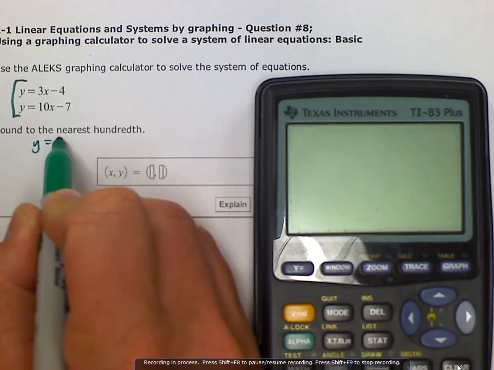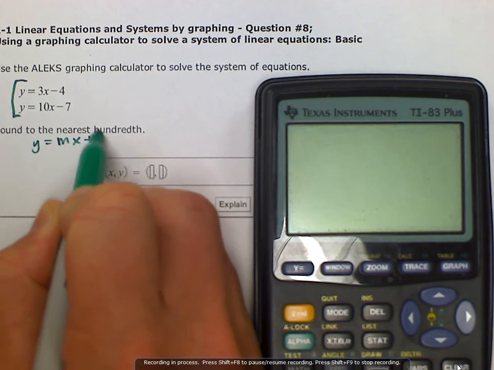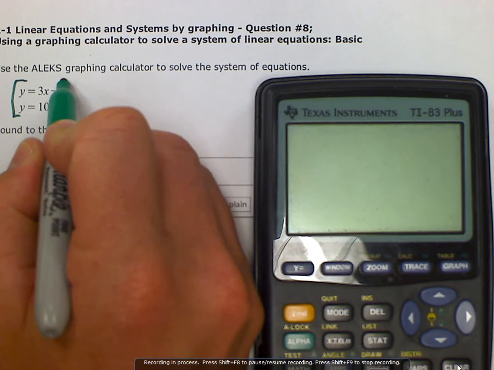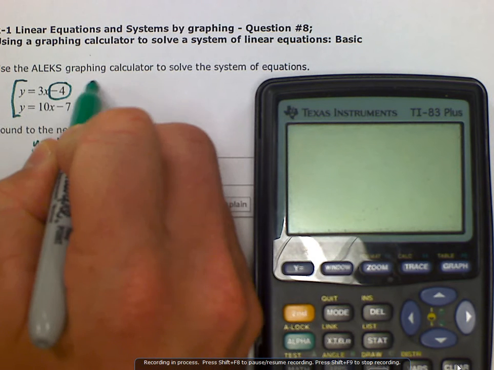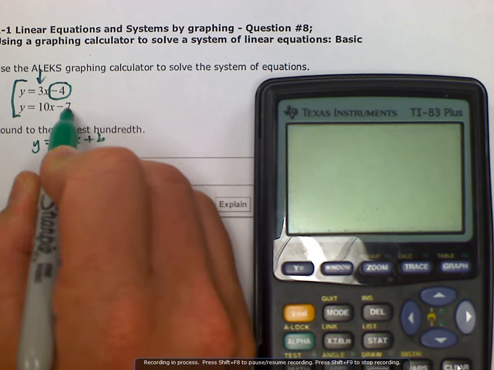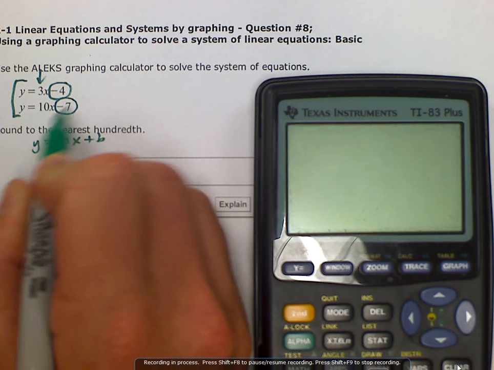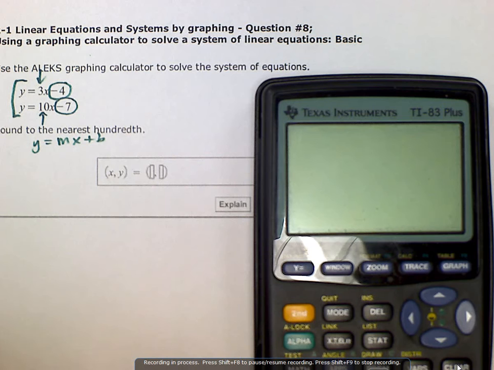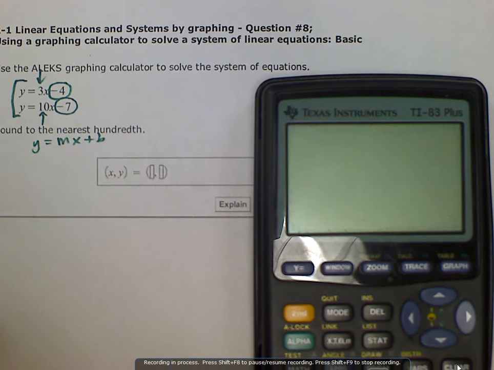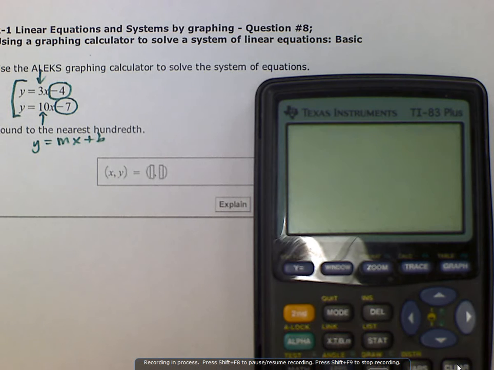Just using y equals mx plus b, where our start point is -4 with a slope of 3, and our other start point is -7 with a slope of 10. And that's rising 10, running 1, so you'd need a fairly large graph. So we can just use a graphing calculator to go ahead and graph this.